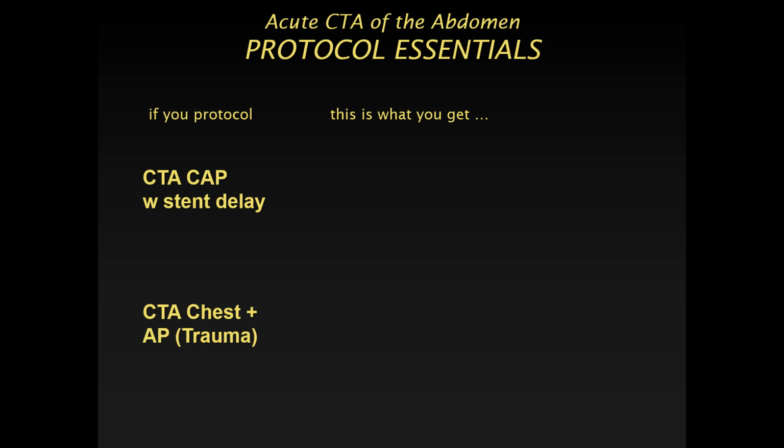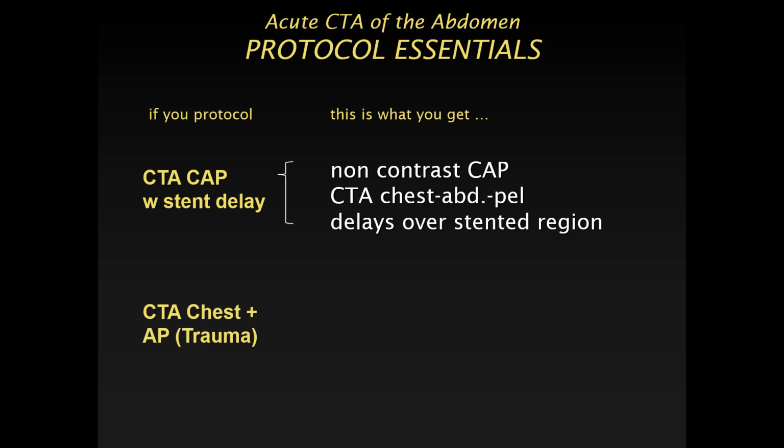Now, if you order, for example, a CTA chest, abdomen, pelvis with stent delays, who knows what you're going to get? Well, first you always get a non-contrast, because it's a CT angio. Then you get your CTA, and then in addition, as you would expect, you get some delays over the stented region. So you get stent delays if the stent graft is, for example, in the abdomen, then that region will be in your stent delays.